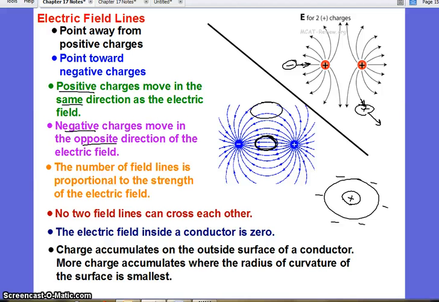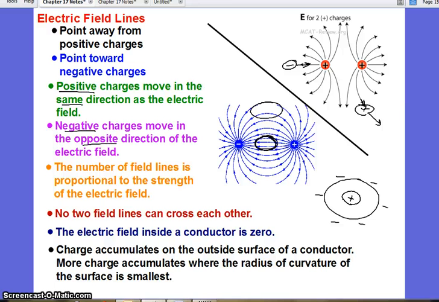And finally, charge accumulates on the outside surface of a conductor. This is why we are safe inside of a car during a lightning storm, because as lightning hits the car, it would stay on the outside of the car, and we'd be safe on the inside.